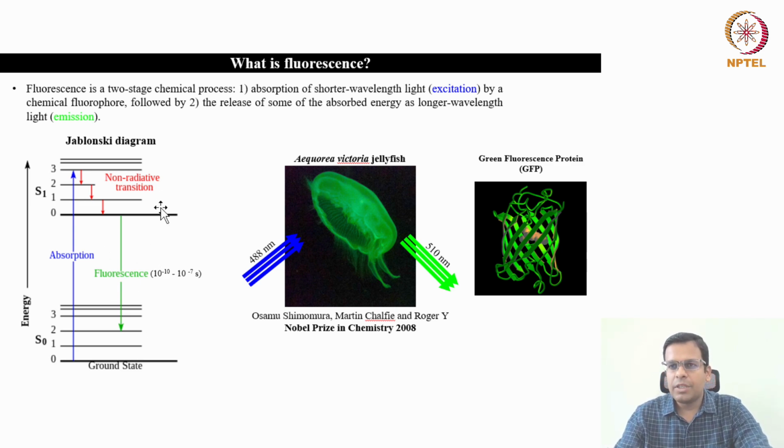Now, how can this physical phenomenon be integrated in biological systems? In 2008, these three scientists, Osamu Shimomura, Martin Chalfie, and Roger Tsien, were awarded the Nobel Prize in Chemistry for their discovery of green fluorescent protein from the jellyfish Aequorea victoria. You must have seen this kind of jellyfish. Under the seawater, it absorbs blue color light of 488 nanometers, and it emits 510 nanometer, the longer wavelength light, and that's why we can see them as green colored creatures.